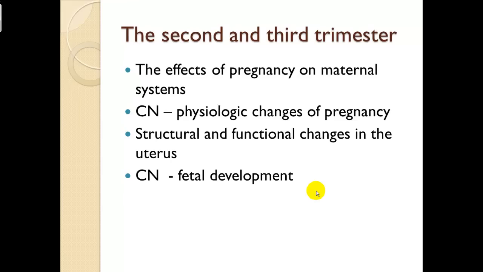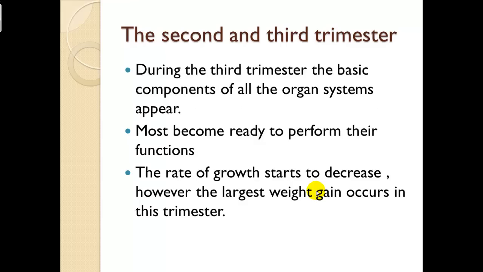All right, the second and third trimester. The effects of pregnancy on the maternal system. Clinical note on this: physiology changes in pregnancy, structural and functional changes in the uterus, and then fetal development. During the third trimester, the basic components of all organ systems appear. And this is during the third trimester, this is going to be functional. These organs are going to start functioning with what they actually are supposed to do. Most become ready to perform their functions.